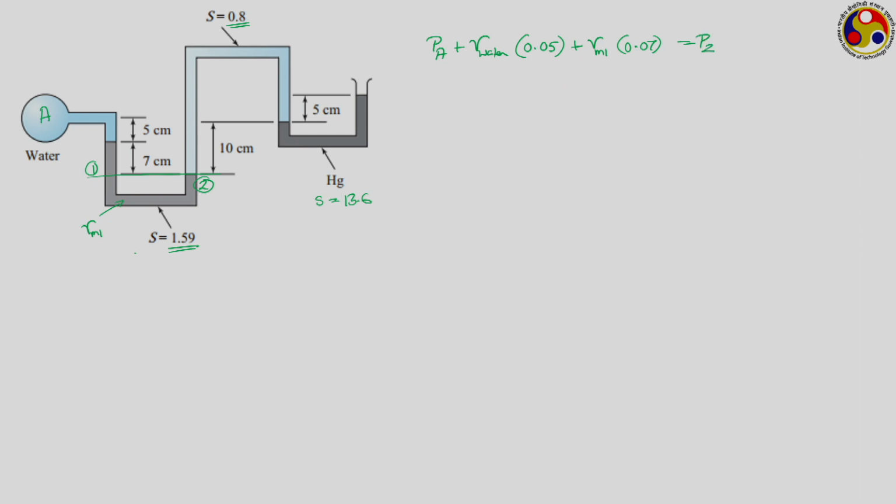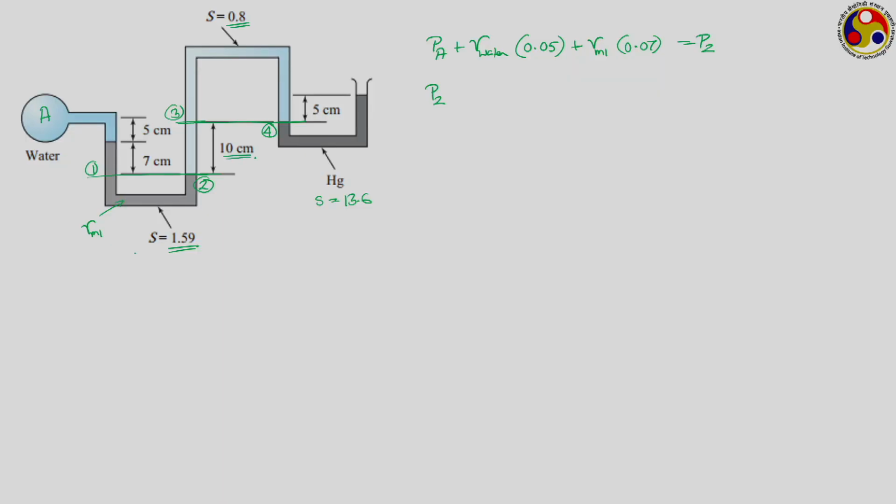Now, if we do another balance along this particular plane, let us say this is our point 3 and this is our point 4. So, between points 3 and 4, what can we write? Pressure at point 3, how much is that? That will be equal to P2, where P2 is the pressure at this particular point. Will the pressure at P3 be higher than this or lesser than this? P3 being at a higher elevation, the pressure will be lesser than this, and the difference will be this 10 centimeter column of oil. So, P3 will be equal to P2 minus gamma oil into 0.1.